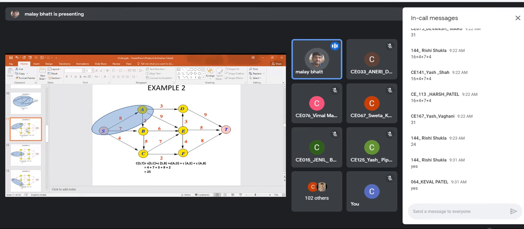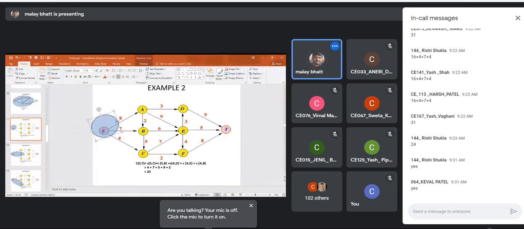The first is definitely only S. We can also consider this one. It is also a valid cut, only S, right? In that it is very easy to find the capacity: 8 plus 4 plus 7, right?